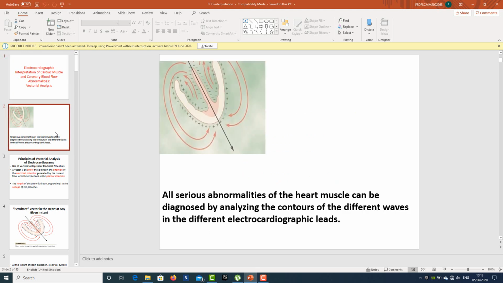All the serious abnormalities of the heart muscle can be diagnosed by analyzing the contours of the different waves in the different electrocardiographic leads. And you know about the electrocardiographic leads, what are they? The limb leads, the chest leads, etc.